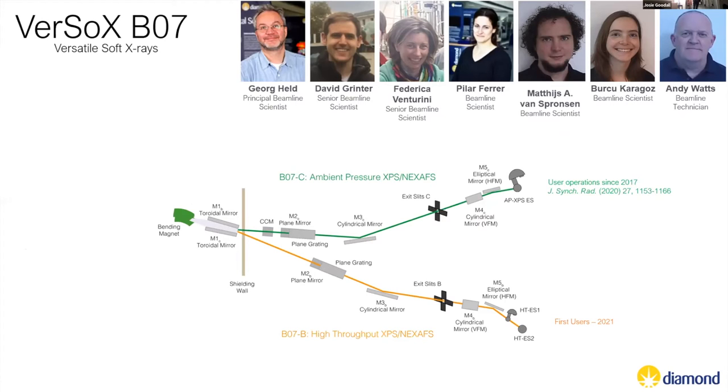Okay, so this is the beamline team at B07, headed up by Georg Held. We are beamline scientists, technicians. We actually have two beamlines. We have our ambient pressure XPS beamline, which has been going for about 5 years now. And we have a new beamline, a soft X-ray XPS and NEXAFS beamline, which has been going about 18 months.